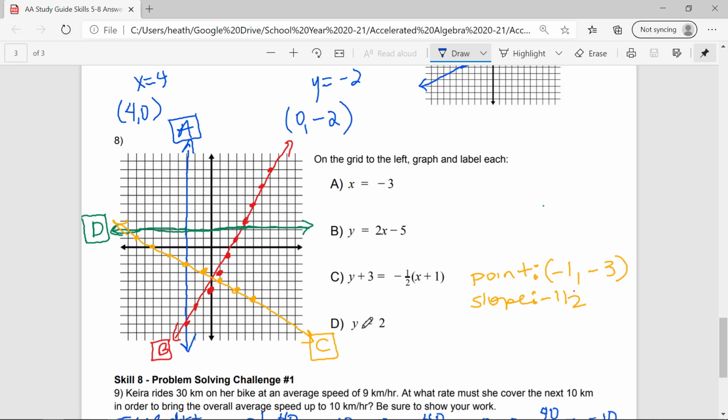Likewise, for D, all the y coordinates are 2, right? And the slope is 0. This one has an undefined slope. For B, that's just a straightforward slope-intercept. And then this one, let's talk about just a little bit.